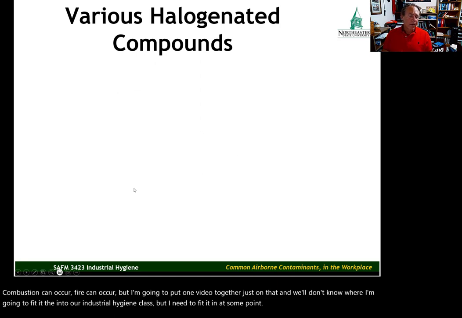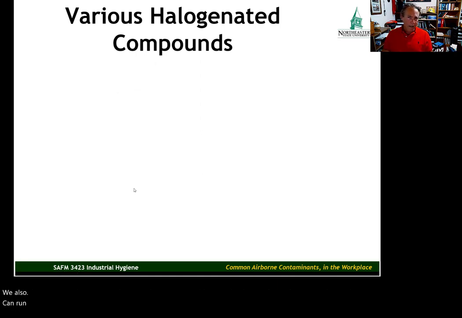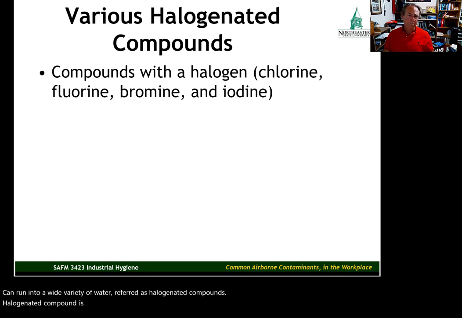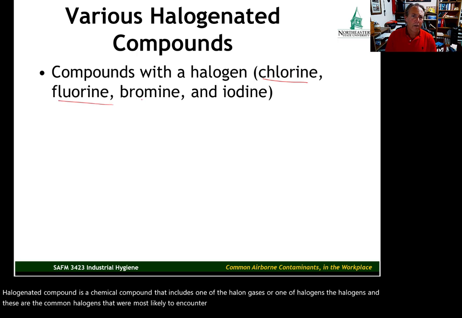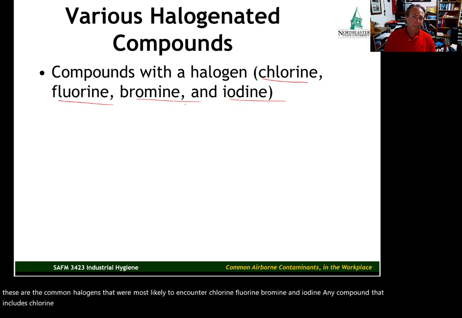We also can run into a wide variety of what are referred to as halogenated compounds. A halogenated compound is a chemical compound that includes one of the halon gases, or one of the halogens. The halogens, and these are the common halogens that we're most likely to encounter: chlorine, fluorine, bromine, and iodine. Any compound that includes chlorine and fluorine and bromine, especially, is potentially dangerous.